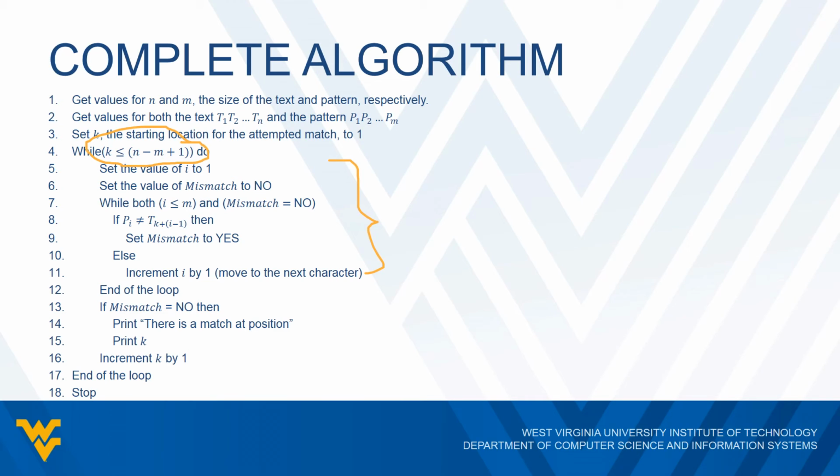And then this area here will take care of checking whether or not we have a match. So if mismatch is no, then we're going to print that we do have a match at position k. And otherwise, we don't do anything. We don't need to print that there was no match. We just say there was a match at this position. Then we increment k by 1. We'll go back up to the loop, and we'll just do the whole thing again. And then once we get to the end of our text, or in this case, once we get done with the iteration where k is n minus m plus 1, we can say that we're done.